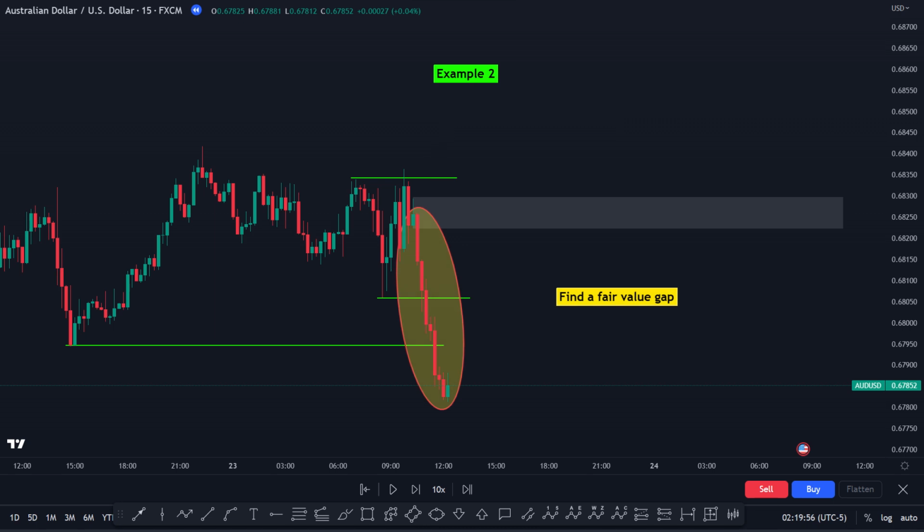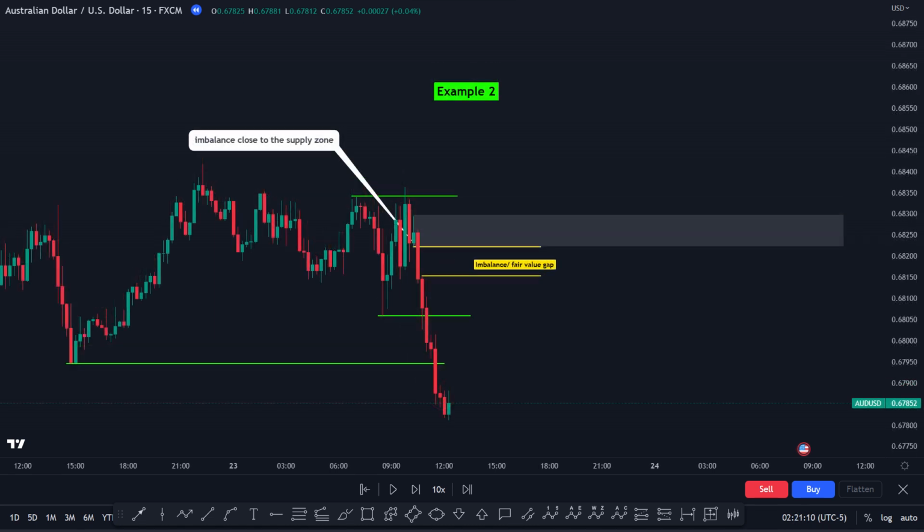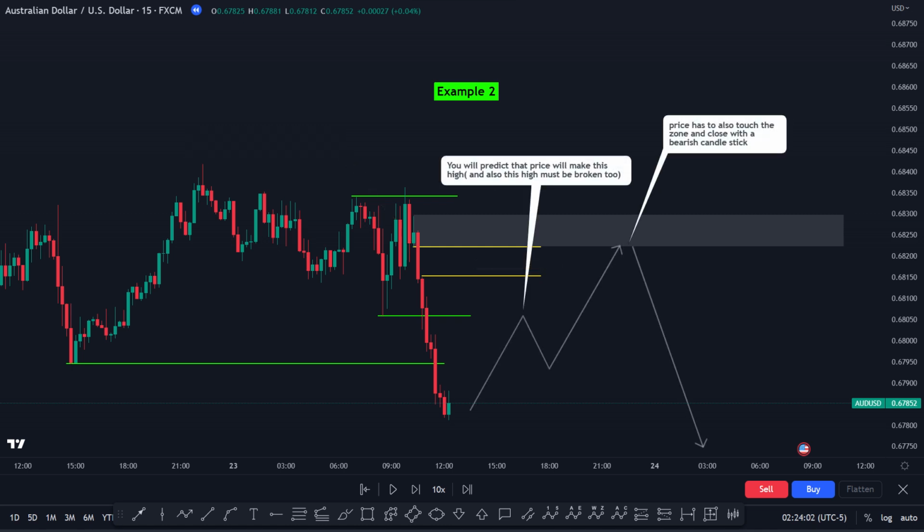You can pause the video here and try to find the fair value gap on this impulsive bearish trend. We can see that we have an imbalance close to the supply zone. This is a good thing because we will be looking for the market to close the imbalance and then touch the supply zone. Your overall prediction will look something like this, or you can say your signal to take a sell position will look something like this.